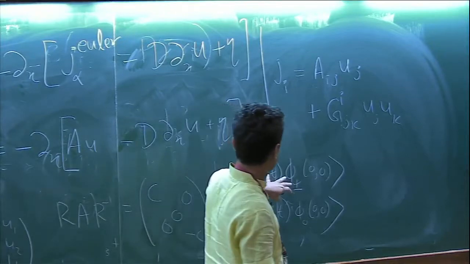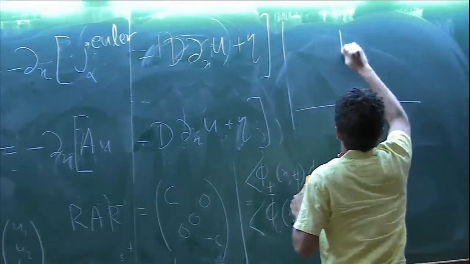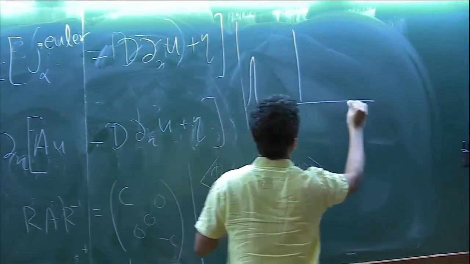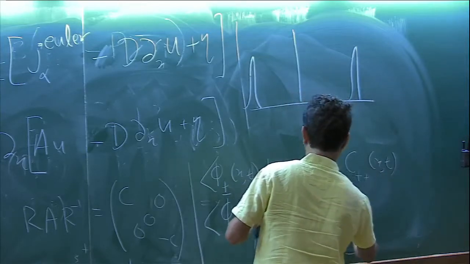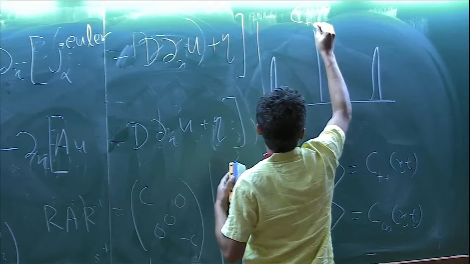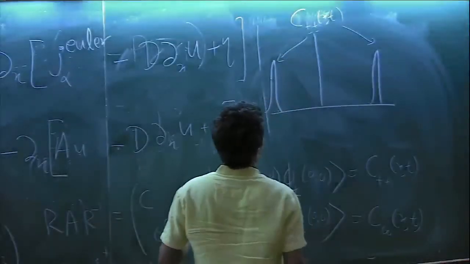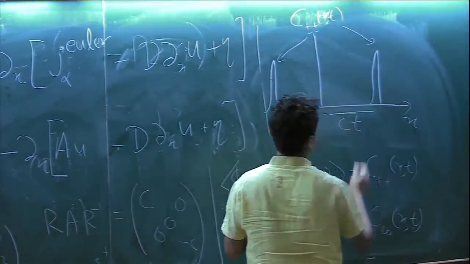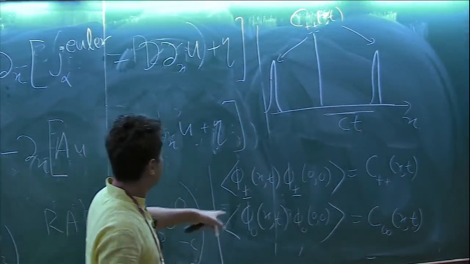And what you find is that if you plot them, this gives you what are known as sound modes. So you get two peaks like this. I'll call this C plus plus (x,t), and I'll call this C zero zero (x,t). Okay, so I'm plotting C plus plus (x,t) is that, and minus minus is that. And this is space, and this distance is basically c times t. So this is the speed of sound in this system, and you find that you get these two modes.